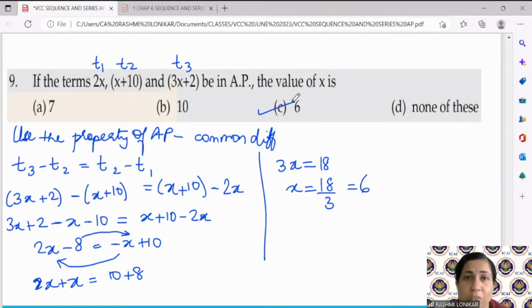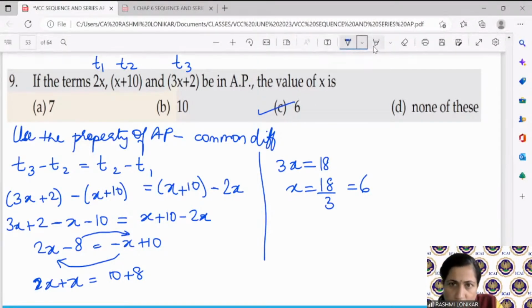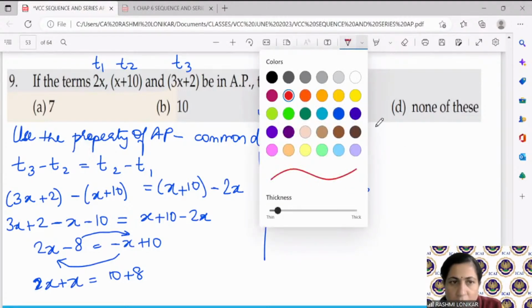So what are we concentrating on in this AP is the property of common difference, that T3 minus T2 is equal to T2 minus T1. Simply that. You just have to do it that way and you will get the correct answer. Or if you want, I can also show you.